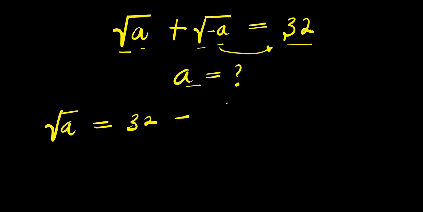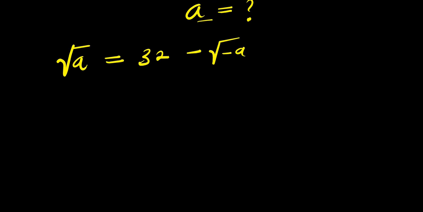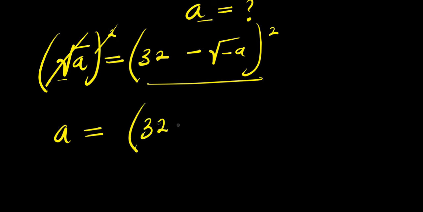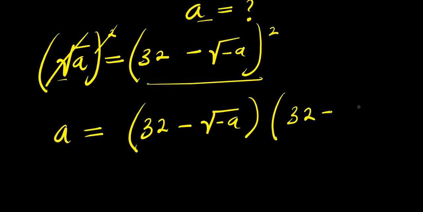This now becomes minus root of negative a. So from here, to eliminate the square root here, we take the squares of both parts of this equation. This eliminates this, so we have a equals, for this we expand. We have 32 minus square root of negative a times 32 minus square root of negative a.